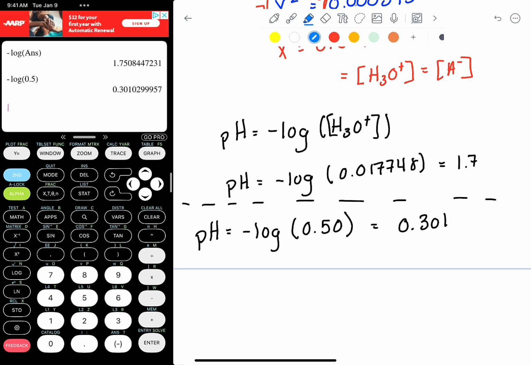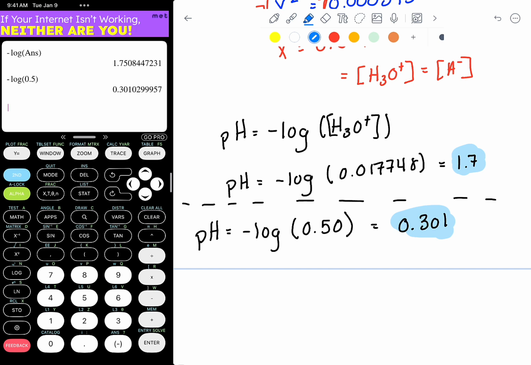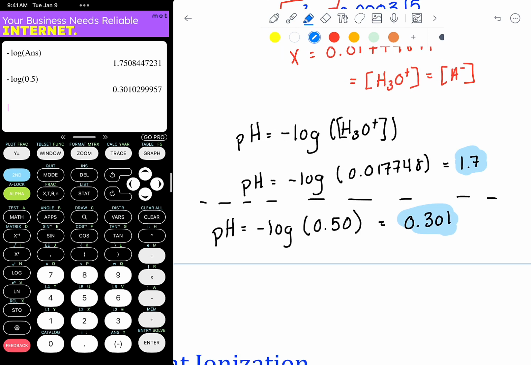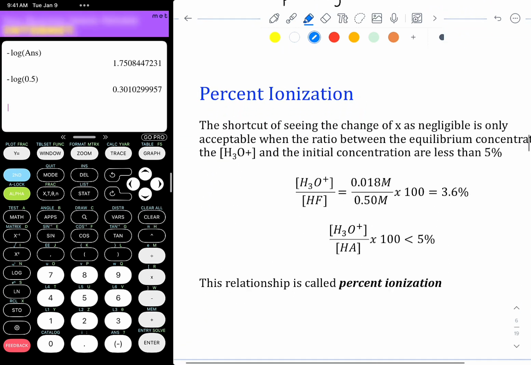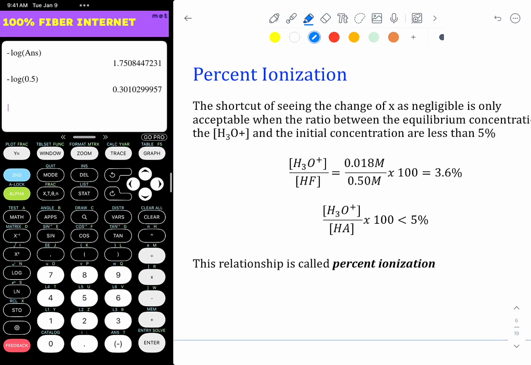So that's a pretty big difference between 1.7 and 0.301 in terms of pH. That's more than a whole pH unit away from each other. So this is why when we're working with weak acids, we have to go through our ice tables, because we can't just take that original concentration and use it to solve for pH. Now, before we move on to additional practice and additional ways to solve these problems for weak acids, I want to take a second to discuss something called percent ionization.